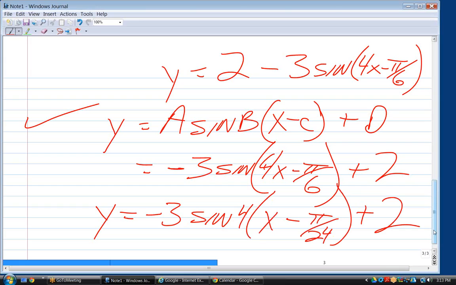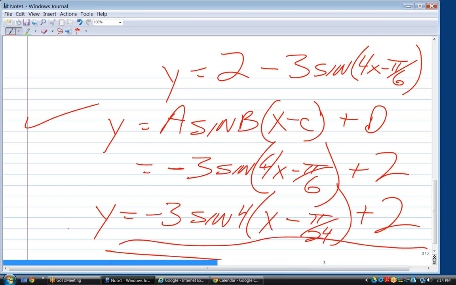And that changes the phase shift. The moment I take that b outside the parentheses, the phase shift is no longer c, it's c divided by b. b is 4 here, c is pi over 6, so pi over 6 divided by 4 is pi over 24. In other words, this function that I wrote here is the same as what you gave me.